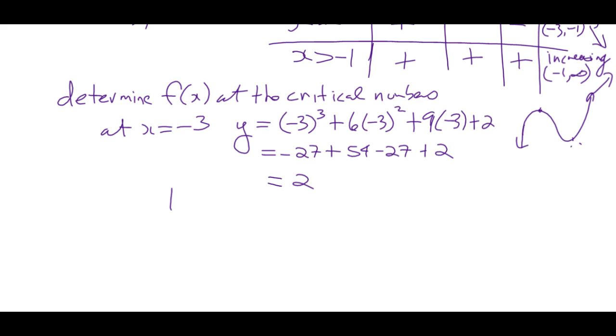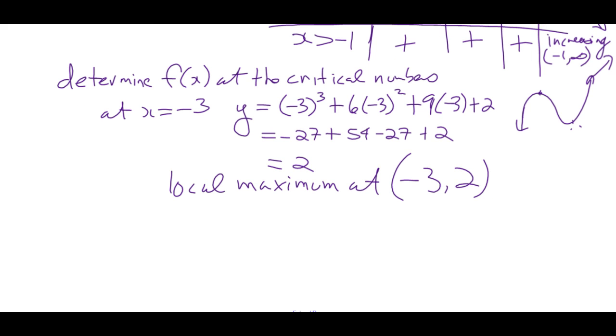So we have a local maximum at (-3, 2), because Fermat said if there are local maxes or mins, they occur when f prime of c is 0, a critical number. f prime of c is 0 at -3, and we've gone from an increasing slope to a decreasing slope, so there has to be a maximum at that point.